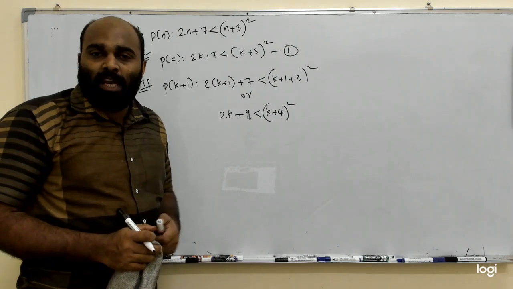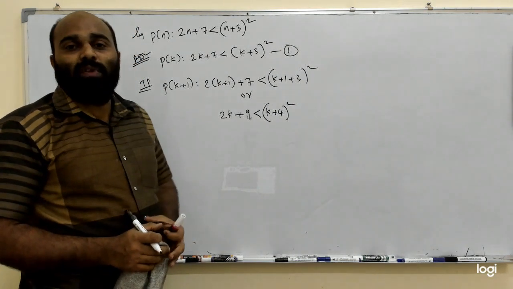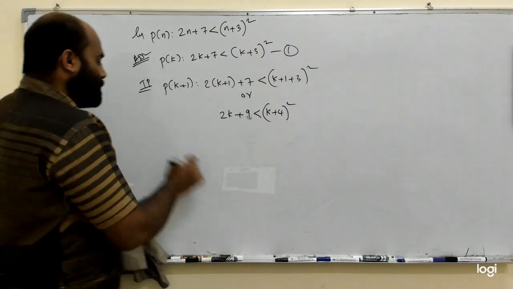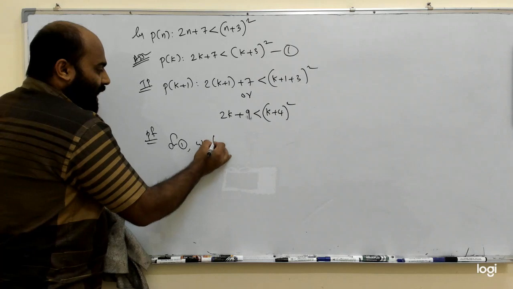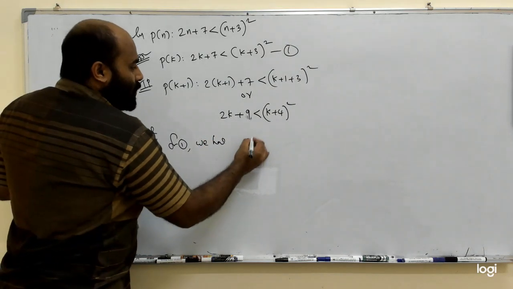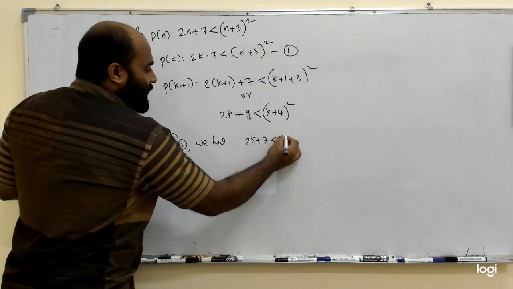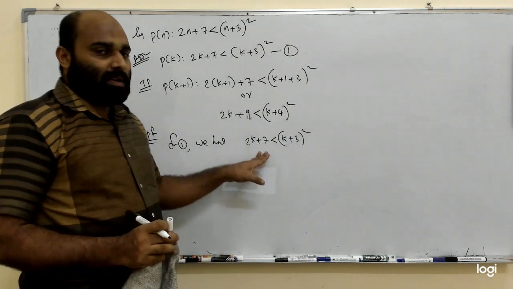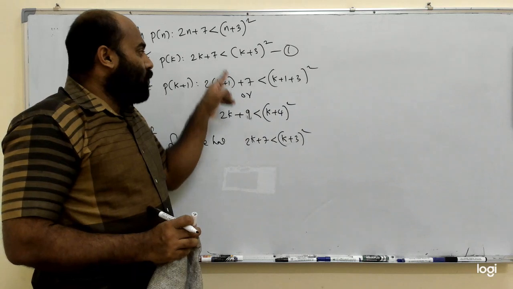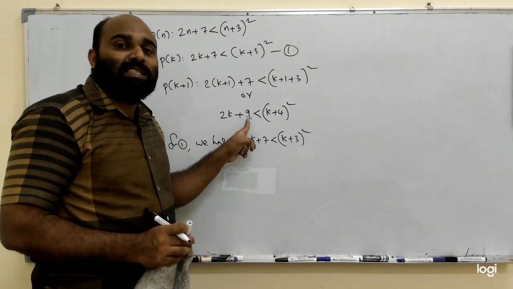How are we proving the inequality? Directly from equation 1 we are starting. So proof. From 1 we have 2k plus 7 less than (k plus 3) whole square. Is it? 2k plus 7. Actually what we need is 2k plus 9.